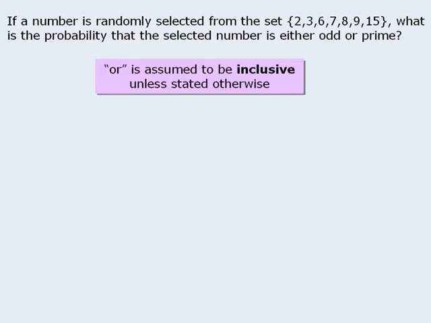Now, please note that unless told otherwise, we must always assume that the word OR is inclusive. This means that if we are examining the probability that event A or event B occurs, we must consider the outcomes where event A occurs, outcomes where event B occurs, and outcomes where both events occur.